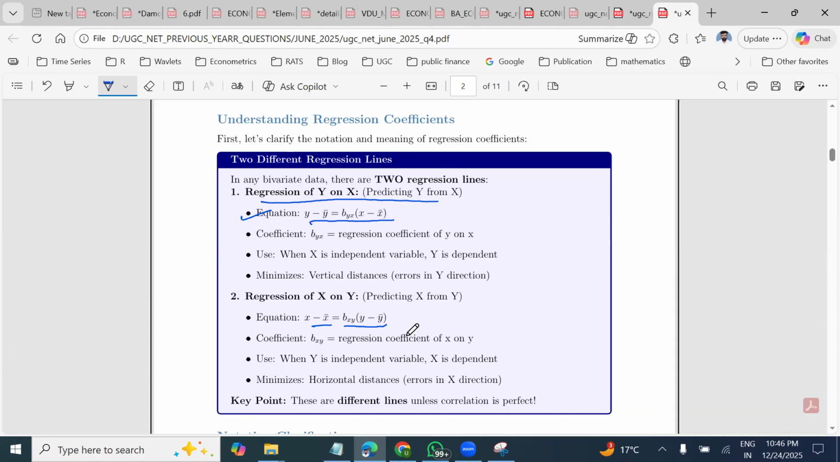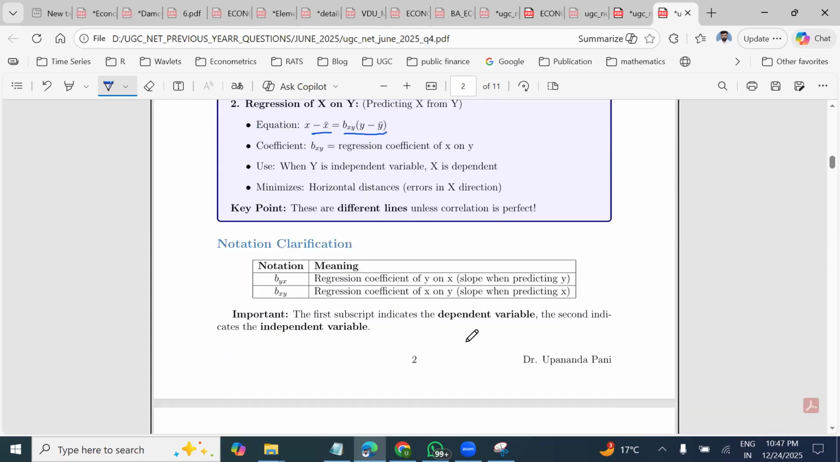You will use it when y is the dependent variable and x is the independent variable. So now, what is the important clarification? Byx is the regression coefficient of y on x, the slope when you are predicting y. Bxy is the regression coefficient of x on y.